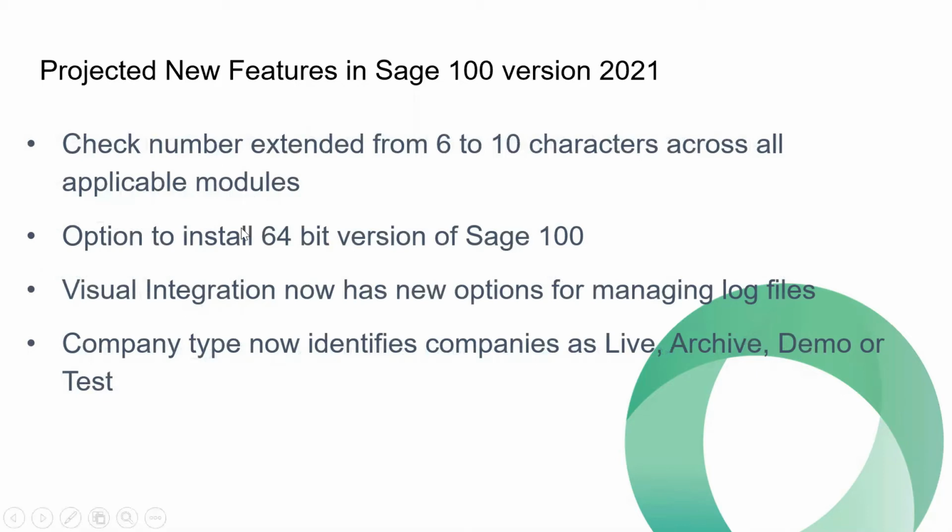You will have the option to install Sage 100 as a 64-bit version. So that may be something that's of interest to your IT folks. Visual Integrator is going to add additional new options for managing your log files. And in company maintenance, you're now going to be able to set a company type for each individual company that will identify whether that company is live, an archive company, a demo company, or a test company.